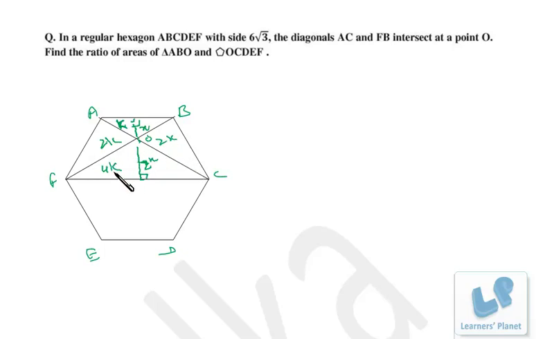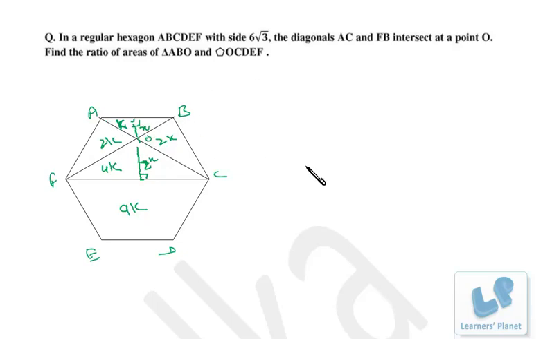So in all, 4k plus 2k plus 2k plus k. So 4, 5, 6, 7, 8, 9. Area of the upper part is 9k. Similarly, area of the lower part is 9k. Getting my point? Now what we have to do? We have to find out the area of ABO and OCDEF.